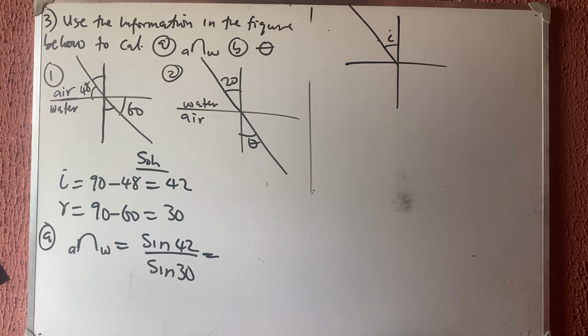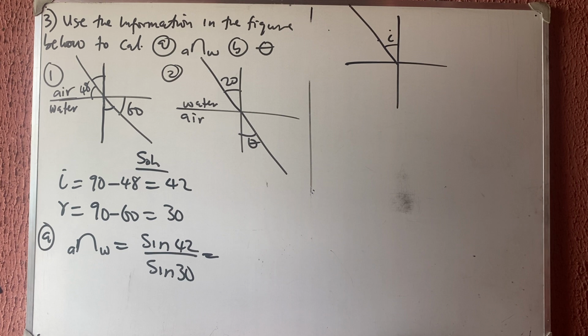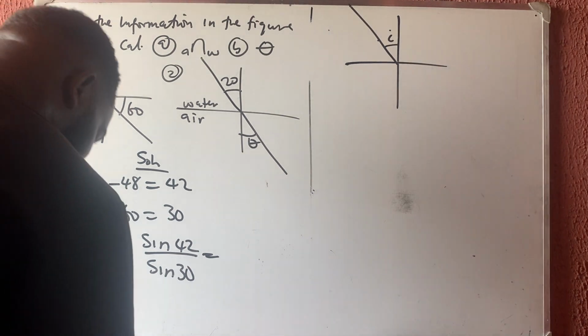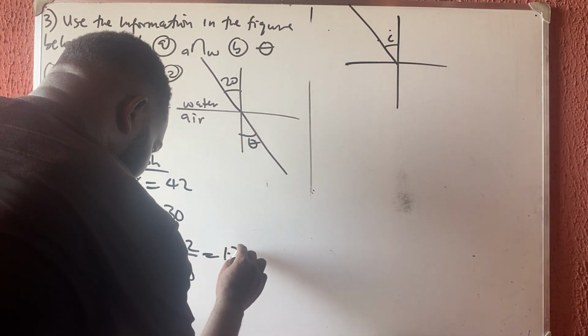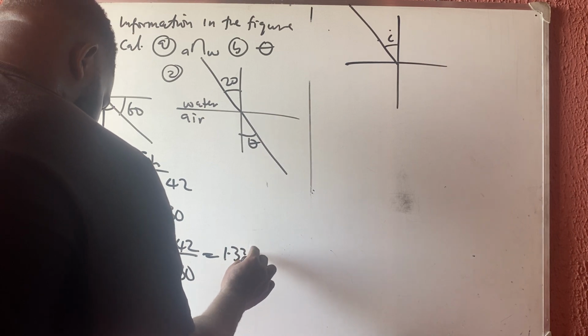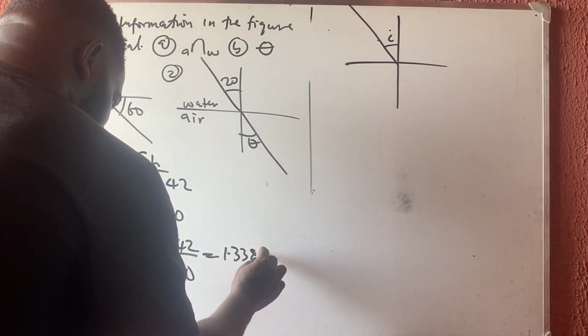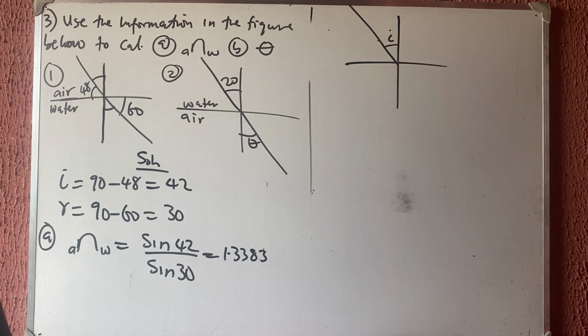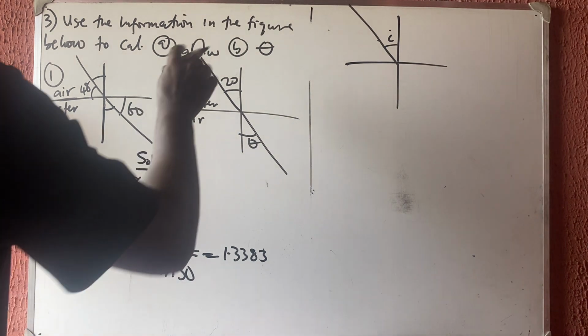So if you do that, you're going to have sine 42 divided by sine 30. I'm going to have 1.3383 as my answer. All right. So now, if you look at this now, let's calculate our B.